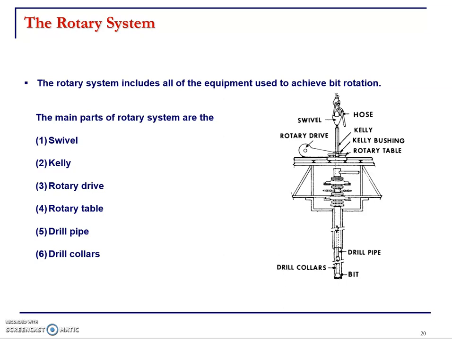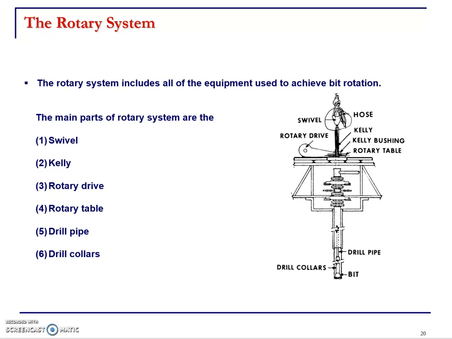So there are many components for this system, and these components include the swivel, which is here right at the top. We will discuss each of these components separately, but there is a hose here connected to the swivel, which we will see later. This is Kelly. It's basically a pipe, but a different shape from the drill pipes. And the Kelly is connected to the rotary table.